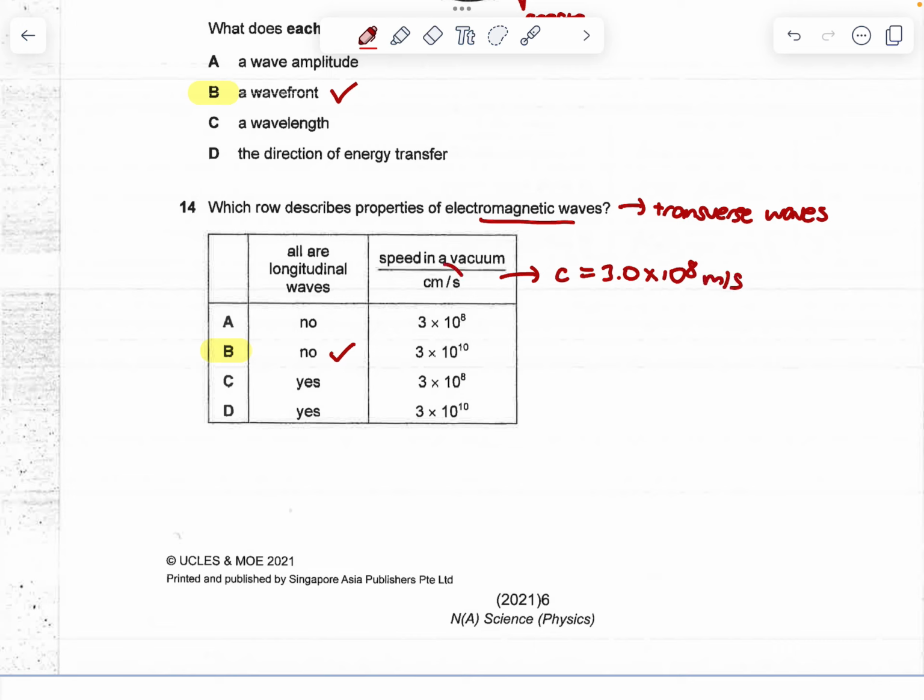So in this question, take note they use cm per second, so you need to convert to 3.0 times 10 to the power of 10 cm per second. So be careful.